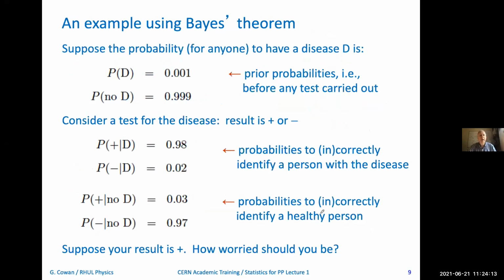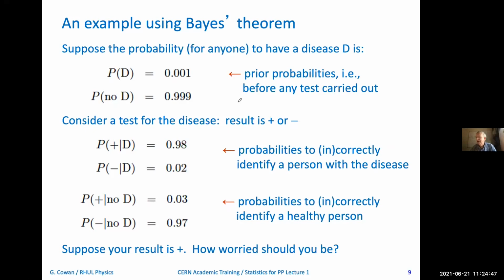All right, so here is an application, and somehow by tradition, it's always supposed to be a medical test. So let's suppose that within some population of people, there's a disease, and you have a probability to have the disease of 1 in 1,000. And that means that the probability not to have the disease is 1 minus that. Those two numbers have to add up to 1. I'll call these the prior probabilities. These are the probabilities to have the disease before any test is carried out.